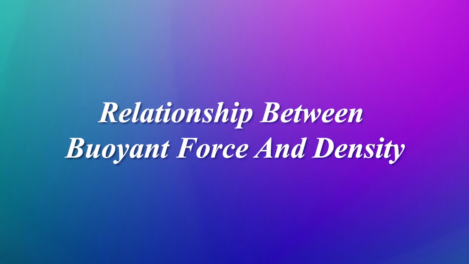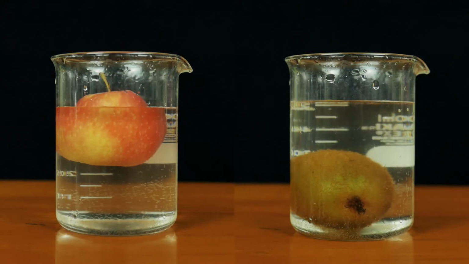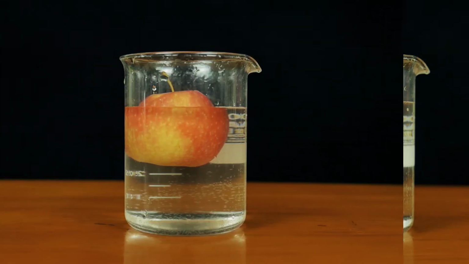Now, to determine whether an object will float or sink, let's look at the relationship between buoyant force and density. We can use this to determine whether an object will float or sink based on its density. So, what is density? Okay, let's go back to our examples, the apple and the kiwi. We can see that apple floats and kiwi sinks. Why does this happen?